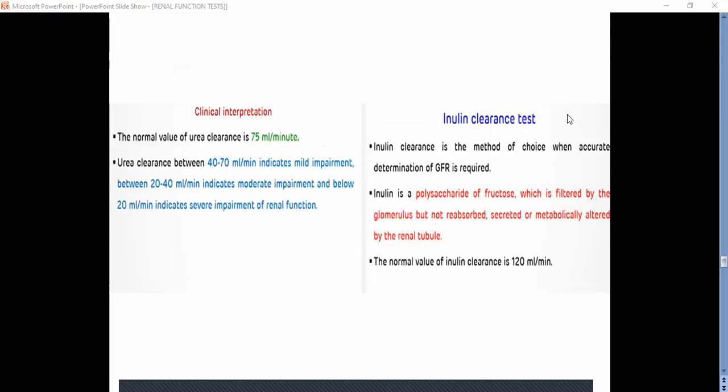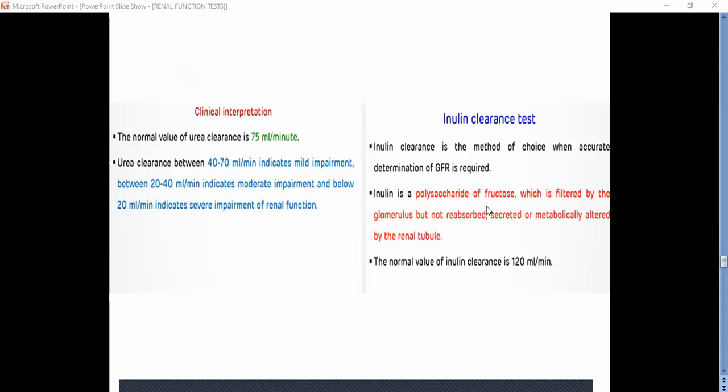So the most important component to assess is the inulin clearance test. Inulin clearance is the method of choice when accurate determination of GFR is required. Inulin is a polysaccharide of fructose which is filtered by the glomerulus but cannot be reabsorbed, secreted, or metabolically altered by the kidney. I already told you that inulin is that type of compound. It follows all these properties and is completely cleared by the kidney.